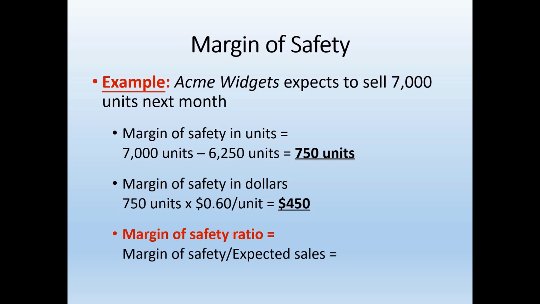The margin of safety ratio is the margin of safety divided by expected sales. When we divide our margin of safety in units by the total number of units that we expect to sell, it tells us that our sales could be 10.7% lower than expected before we have to worry about not even breaking even.